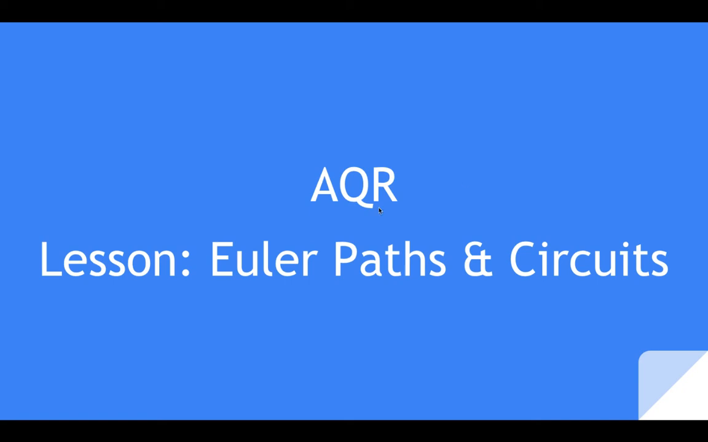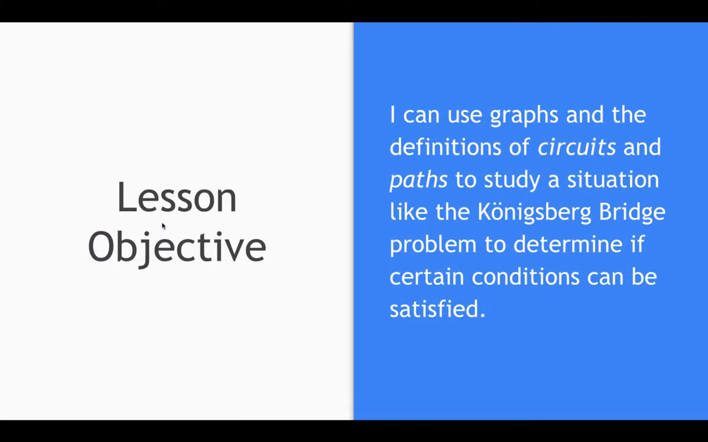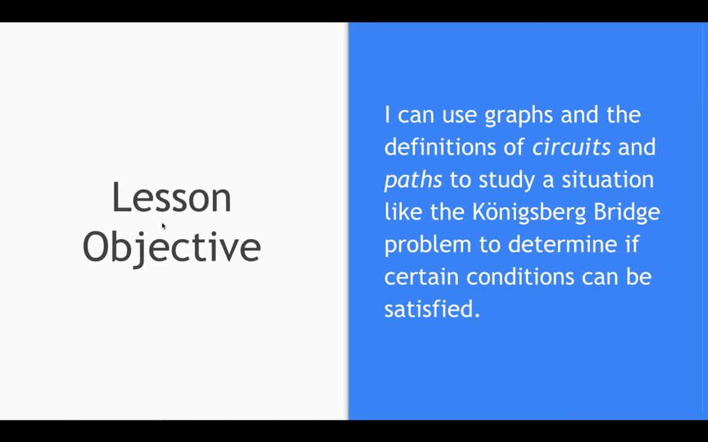Okay, today's lesson is about Euler paths and circuits. Lesson objective: I can use graphs and the definitions of circuits and paths to study a situation like the Konigsberg bridge problem to determine if certain conditions can be satisfied.